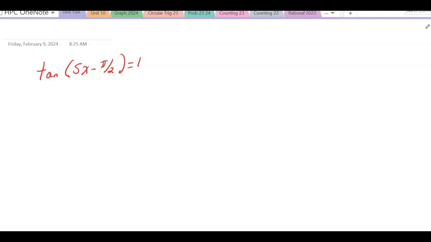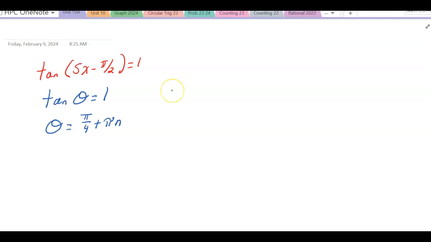Hello, Honors Pre-Calculus. Today's learning target is to solve the following equation, which is warm-up question number 2. When you look at this problem, you could think of this as the tangent of some angle is 1. The values of theta where the tangent is 1 are pi over 4 plus multiples of pi.